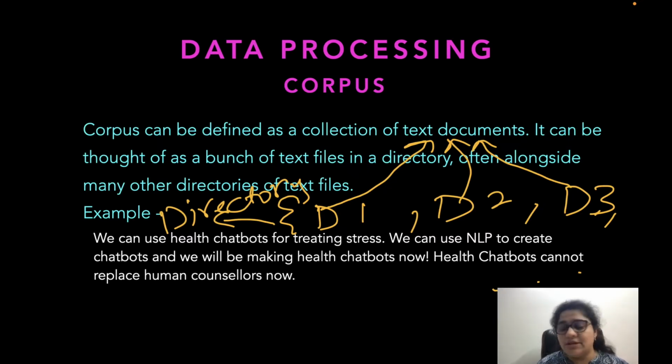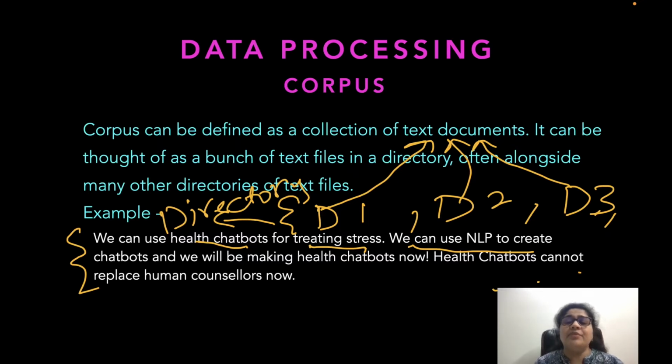So now I will just take one example. My example says this. This is a corpus. What is this? We can use health chatbots for treating stress. We can use NLP to create a chatbot, and we will be making a health chatbot now. Health chatbots cannot replace human counselors now. So this is just one paragraph you can see. This is one example of a corpus. And what we'll be doing next with this.